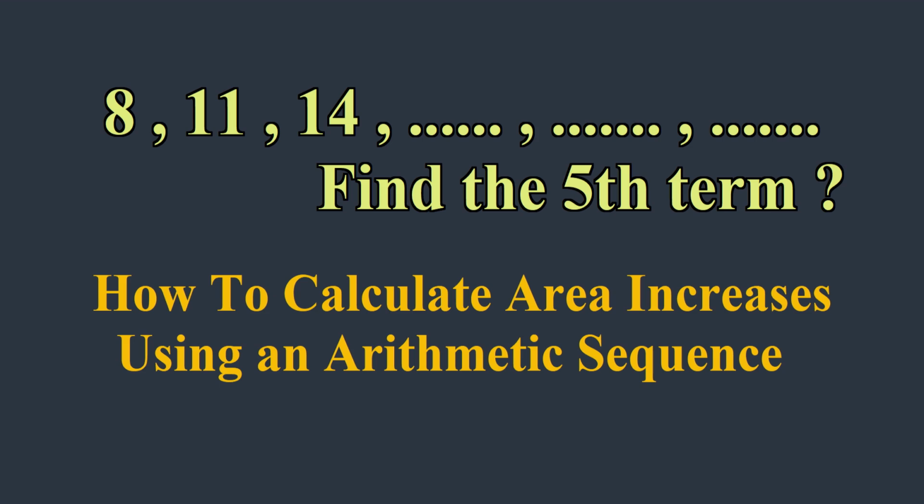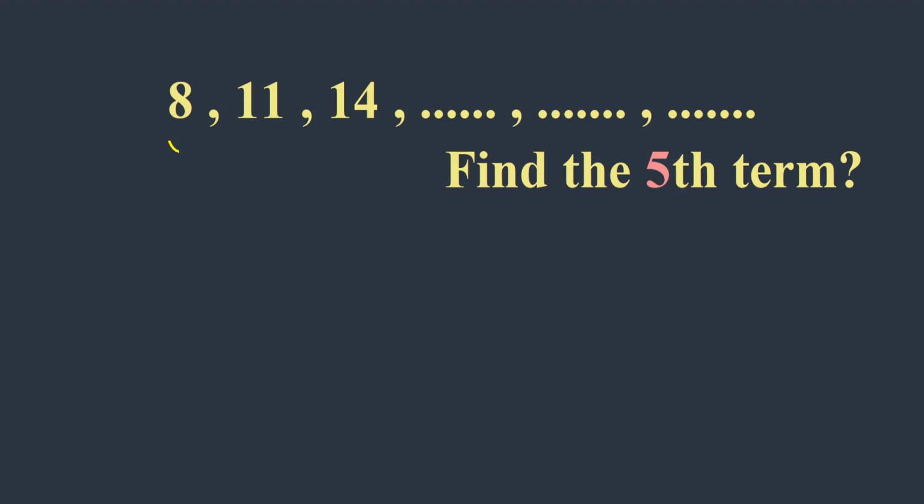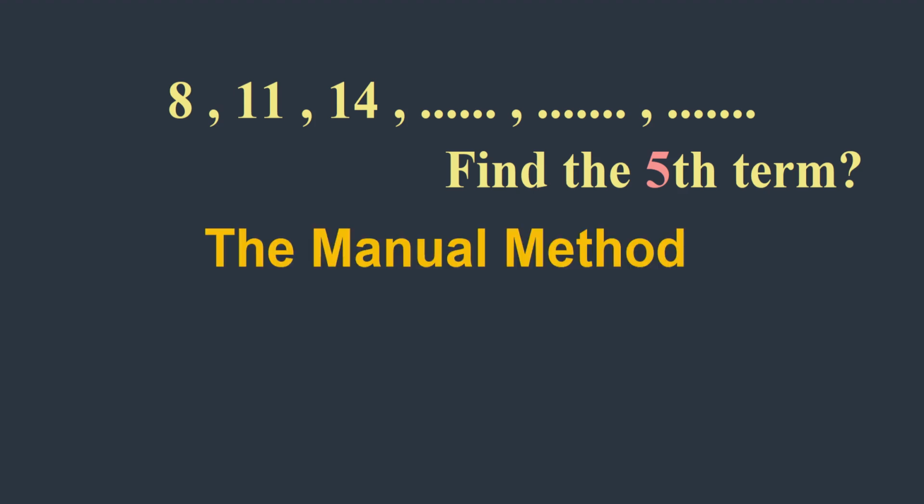As seen in this clip, we have this sequence 8, 11, 14, and our goal is to get the 5th term. Today I am showing you two methods to solve this problem. The first method is called the manual method. This method is perfect for short arithmetic sequences.